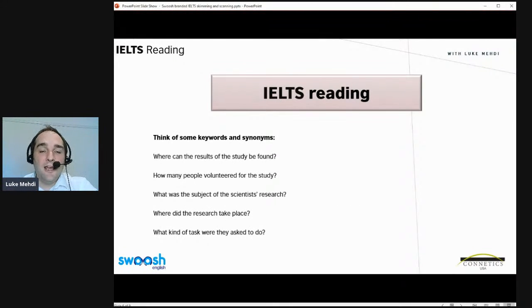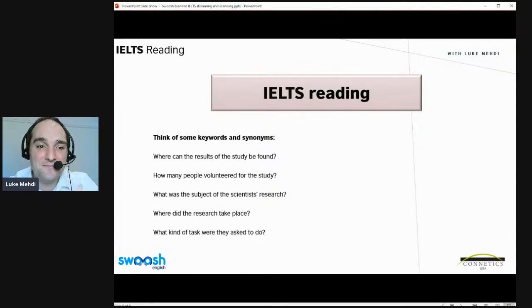Right, so here we have a few small questions. I want you to just read through the questions and look for the most important keywords there. Try and think of other ways to say the same thing. What might you find in the text when you come to scan for them?